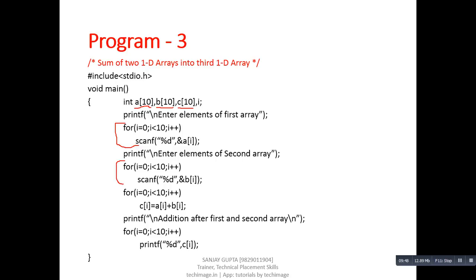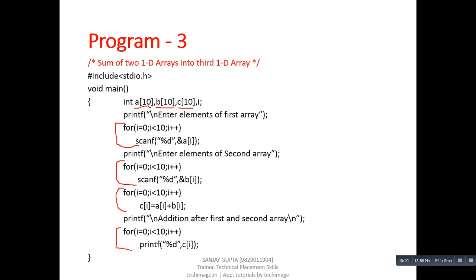With the help of this third loop, we are adding values of the A array with the B array and we are assigning the addition of these A and B arrays inside the C array. After completion of this third loop, the fourth loop will print the values of the C array, which is the addition of A and B. So we can also use more than one array of similar or different types in one program.